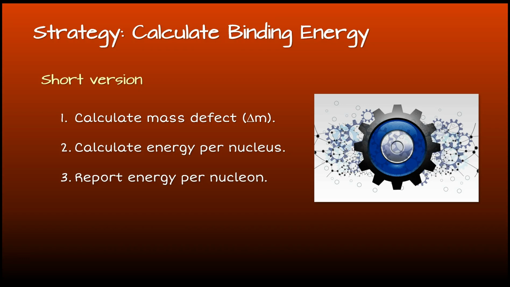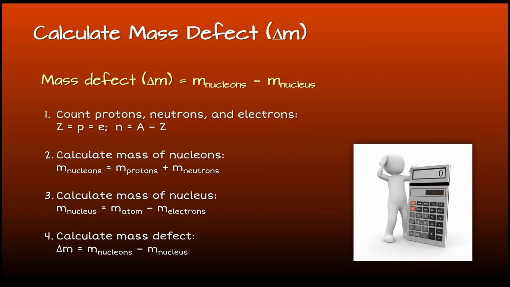I think it's useful to keep in mind that we have three general steps. First, we need the mass defect. If it's not given directly in the problem, then we'll need to calculate it. Then we can use the mass defect to calculate the binding energy per nucleus. And finally, we can convert that binding energy to units of per nucleon. Now we'll look at the details of each of those three parts, starting with how to calculate mass defect.